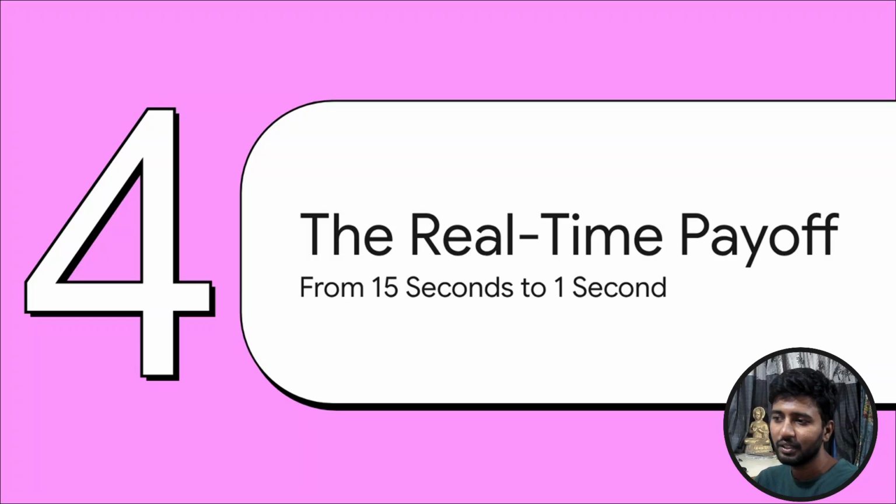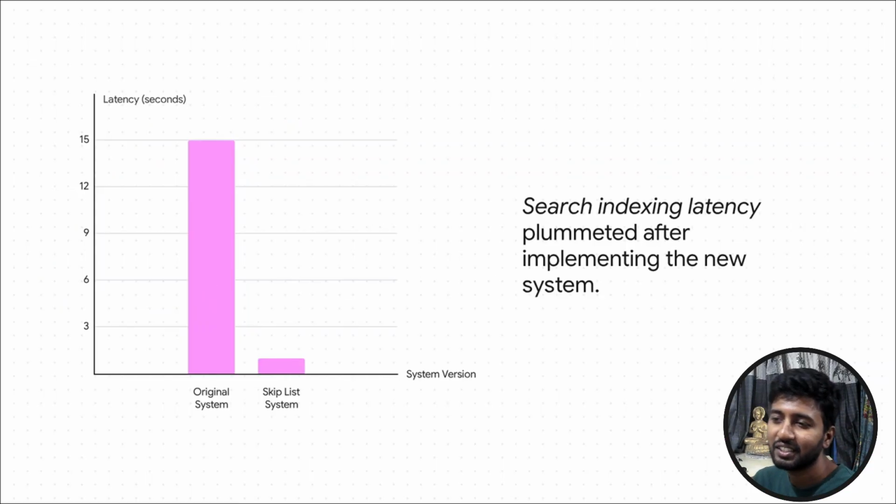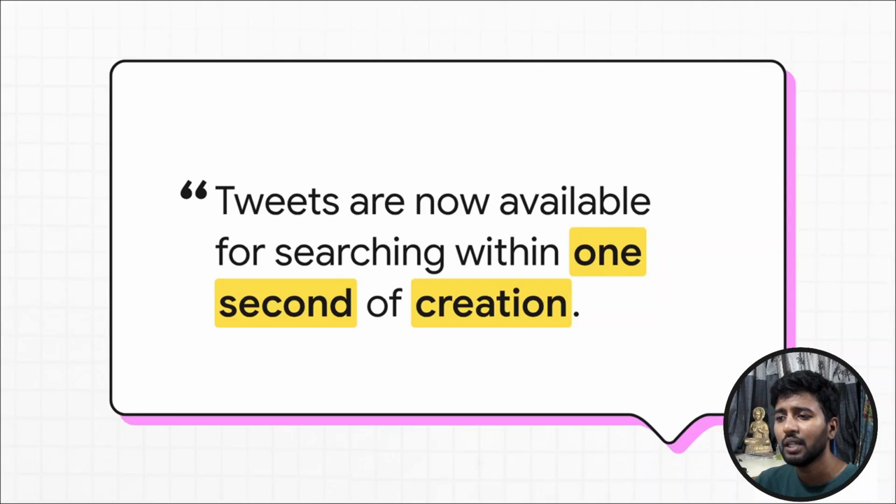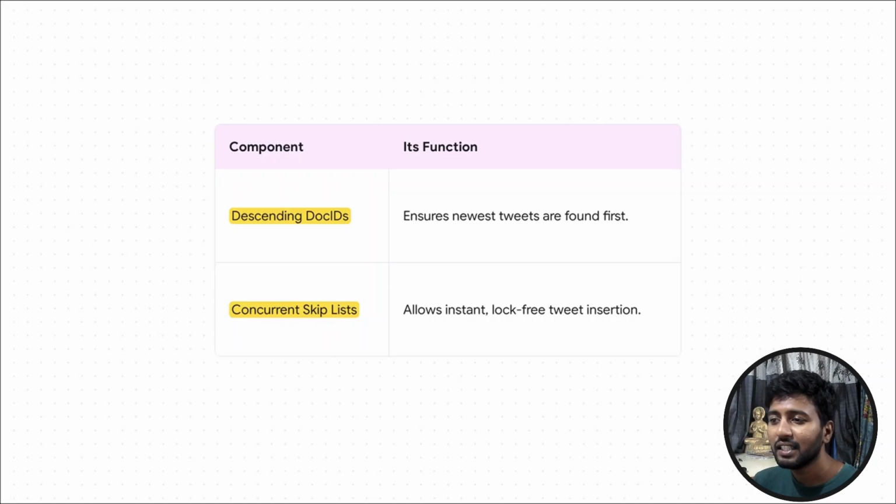So what was the real-time payoff? See this graph. It says that the skip list solution provided a latency of 1 second, while the older system had a latency of 15 seconds. So that's the big difference, right? Tweets are now available for searching within 1 second of creation. If you post a tweet, it will appear in your followers' timeline within 1 second. It will not require more time than that. So that's the beauty.